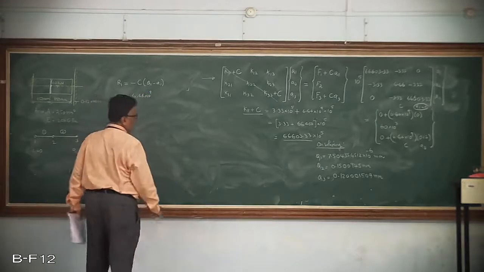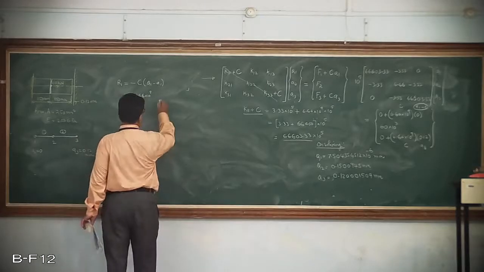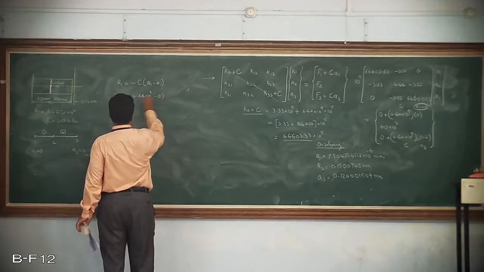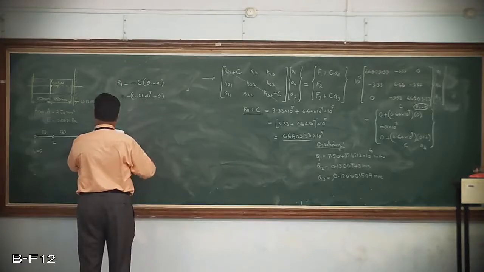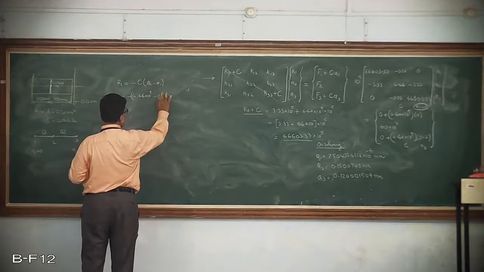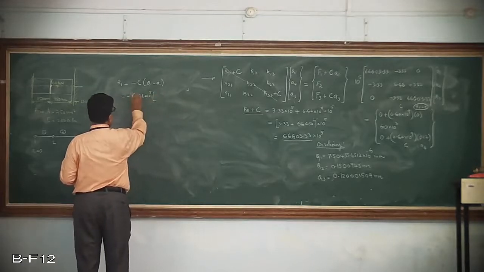6.66 into 10 raised to 9. And what else? Minus 0, because it is 0. So therefore, I will get this reaction. Yeah, of course, this is 0. This is to be, of course, multiplied by Q1.